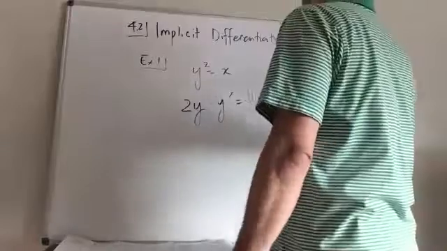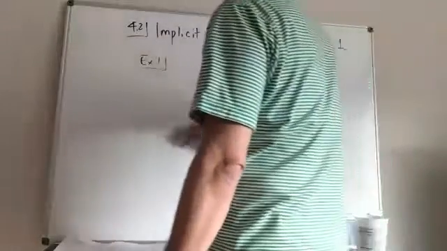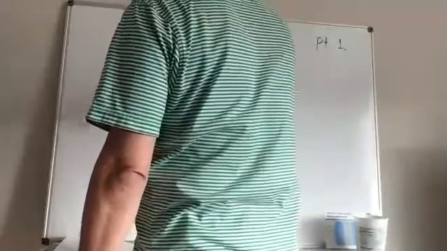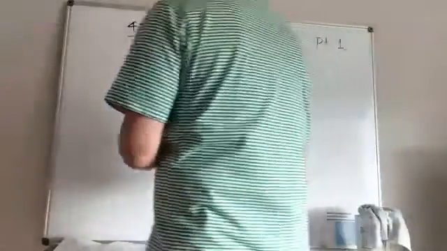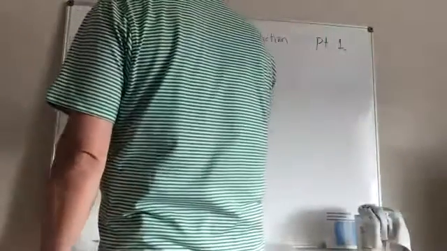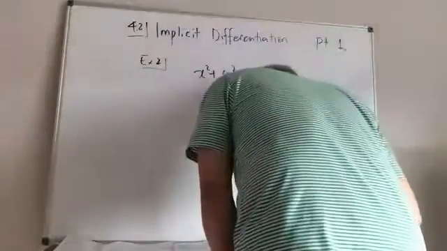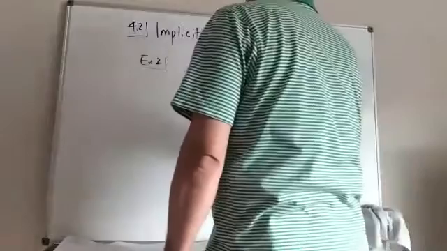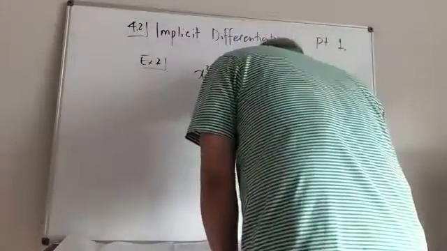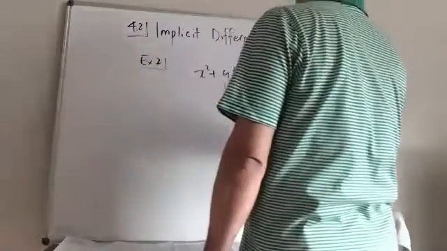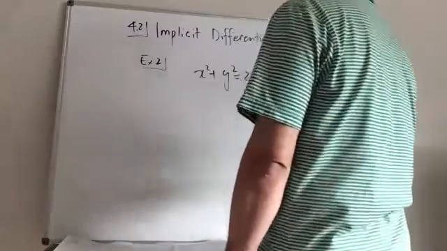Let's see if we can do example number 2. In example number 2, we have a circle. So I have x squared plus y squared is equal to 25, and I want to find the slope at 3 and negative 4.